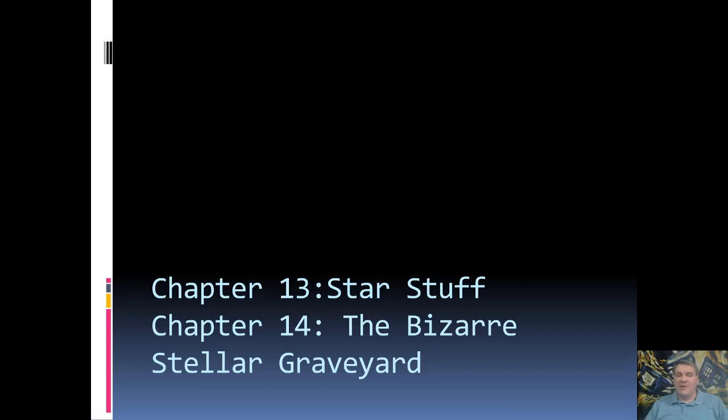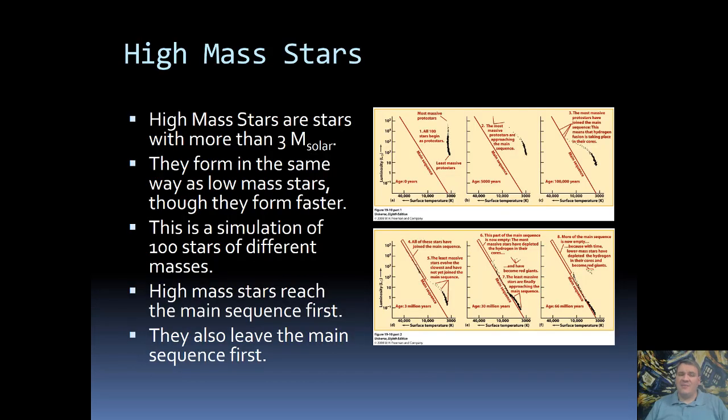So last time we looked at low mass stars. Now we're going to start looking at high mass stars. High mass stars are the ones that have over 3 solar masses, over 3 times the mass of our Sun. Now before we get too much into the differences in their life cycle, something I want to point out is actually their formation. So all stars form in the same way and in the same place.